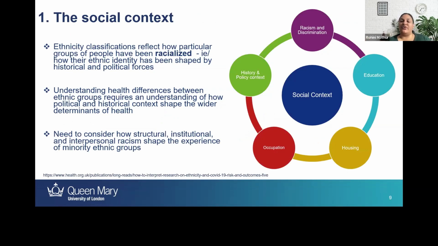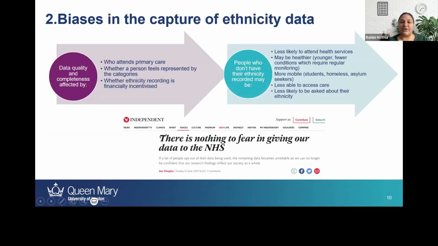Thinking about the social context in which we capture ethnicity, ethnicity really shows how people have been racialized, which is shaped by historical and political forces. And so this helps us think about structural and infrastructural impacts on inequalities, which we can address through interventions. And I'd like to just talk briefly through an example from our East London context from a few years ago.